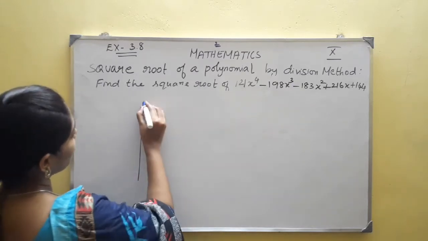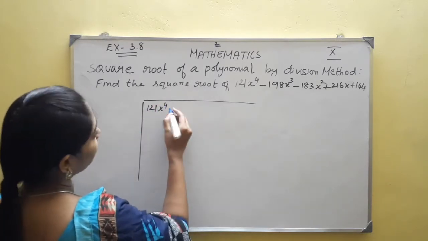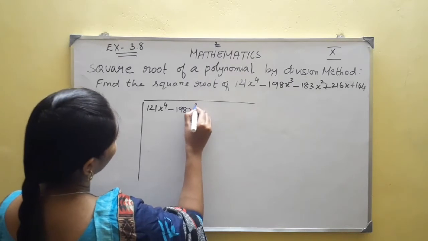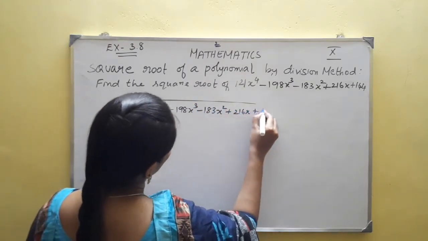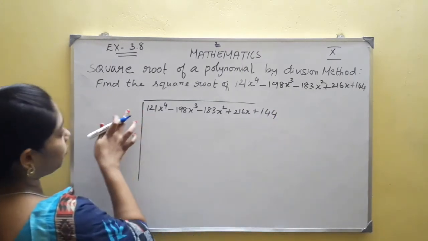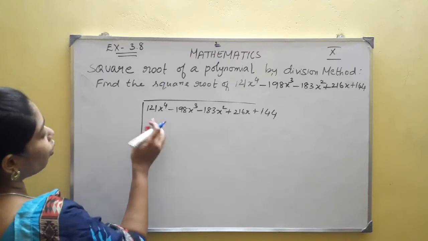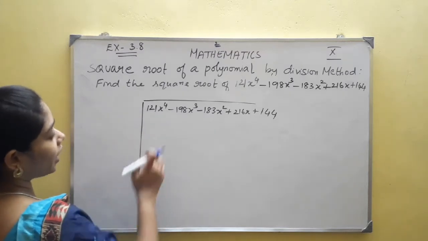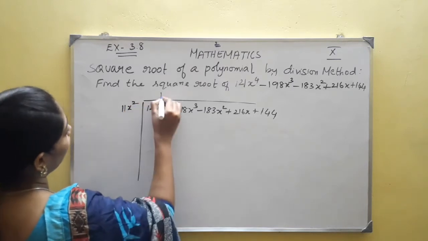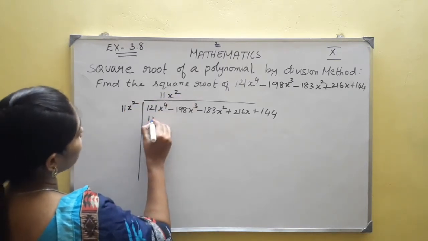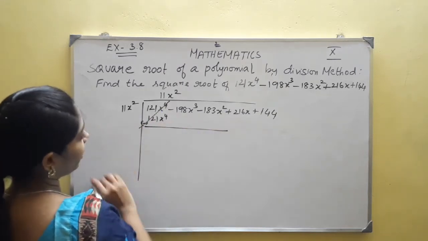So again, same way, write the given polynomial. Okay, so you want to find a term which, multiplied by itself, gives you 121x power 4. So 11 square is 121 and x square, the whole square, gives you x power 4, right? So 11x square, 11x square. If you multiply this, you will get this term, and if you change the sign, it gets cancelled.